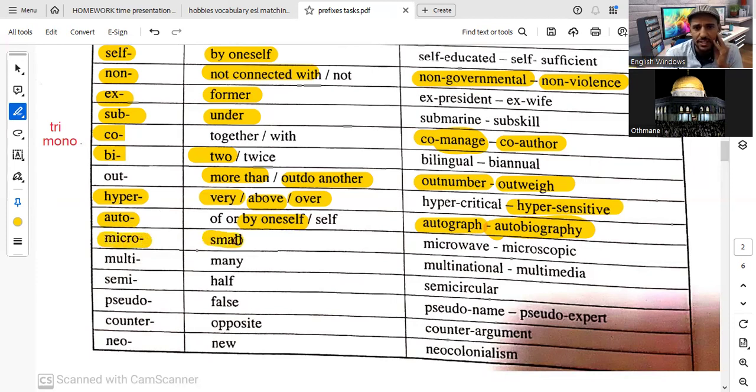Micro means small. Just like microwave, microscopic. Some viruses are microscopic. You cannot see them with the eyes. You need a microscope. Very good.